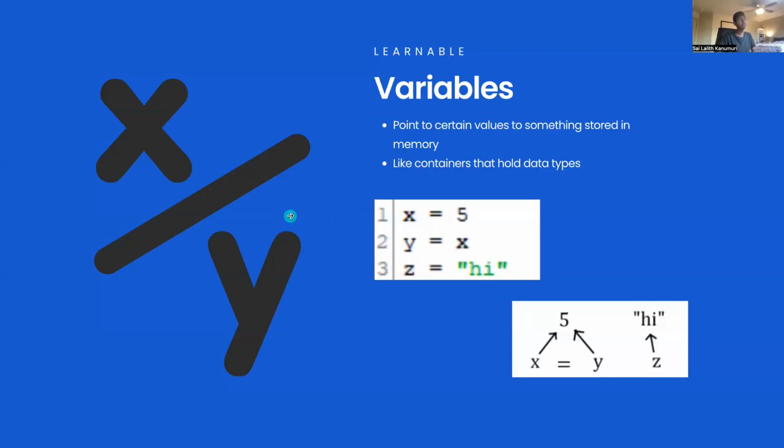Okay, next we have variables. It's basically like a container to hold data types, and it points to certain values stored in memory. For example, if x is equal to 5, x is the container and 5 is the value being placed in the container. Imagine 5 as a cookie and x as a jar. You're putting cookies in the jar, and whenever you call x, you call 5. And when y is equal to x, which is 5, y is equal to 5, and z is equal to high. That's a string. You can also assign strings as well.